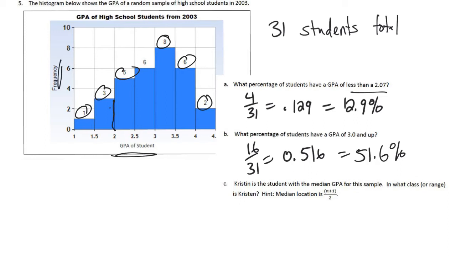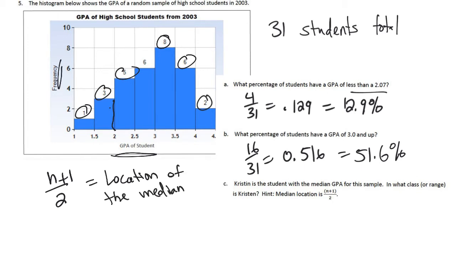Now, Kristen is the student with the median GPA for this sample. So the middle, right? We want to figure out what class or what range Kristen is in. We're using the formula n plus 1 over 2, which gives us the location of the median. In our case, n is 31 because we have 31 students. So we do 31 plus 1 over 2, that's 32 over 2, which is 16.